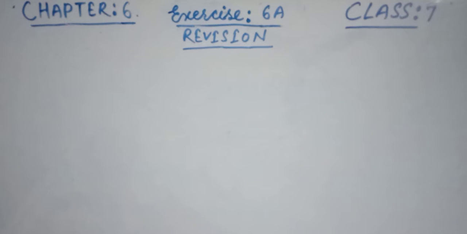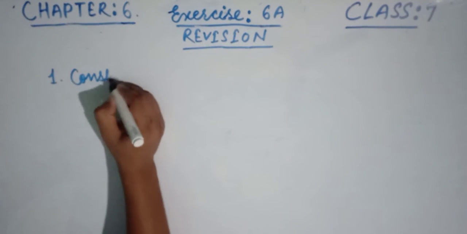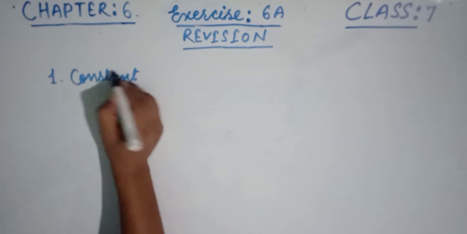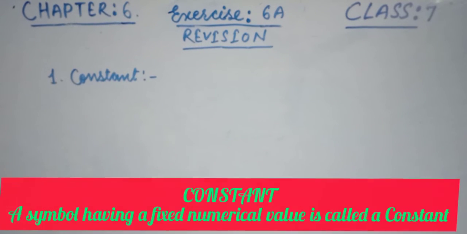So before starting solving the problems from the exercise, friends, there are some terms that we need to understand. So the terms are, first, the constant. Friends, first here is the constant. What about the constant? Constant is the symbols or the numerical value which cannot be changed forever.